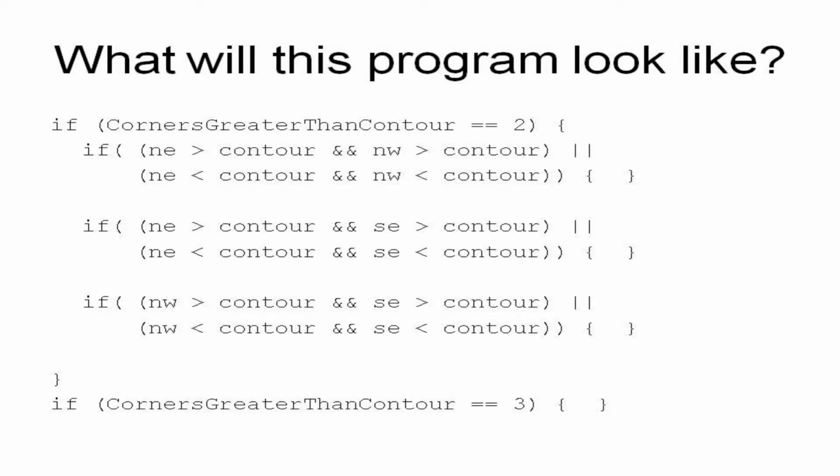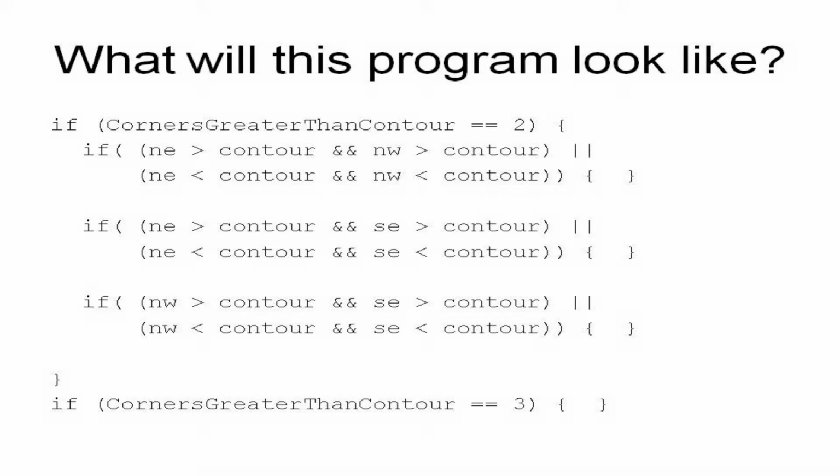The next possibility, if northeast is greater than contour and southeast is greater than contour, or northeast is less than contour and southeast is less than contour, is the possibility that the ones on the east side are either both greater than the contour line or both less than the contour line. The contour line is going to come in on the north and go out through the south. And that last one there is the possibility of the opposite corners on a diagonal. If northwest is greater than contour and southeast is greater than contour, or those same two are less than.